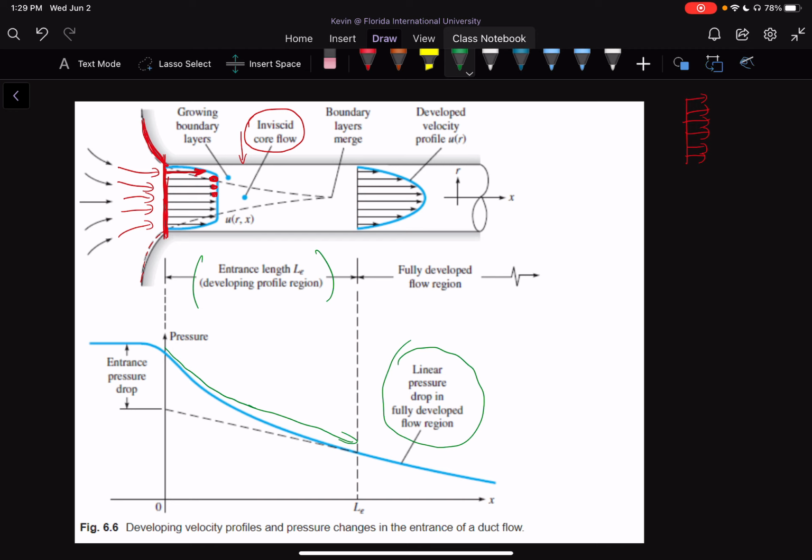Okay, so at a certain point after the entrance, we have a point where our boundary layers merge. So both of our boundary layers from the top and from the bottom eventually merge to the middle. And a little bit of a distance after this, we can call this new line here our fully developed flow region, starting at this point. That means that further down the line, our flow is not going to change anymore.